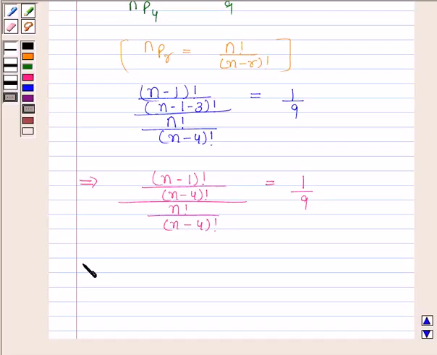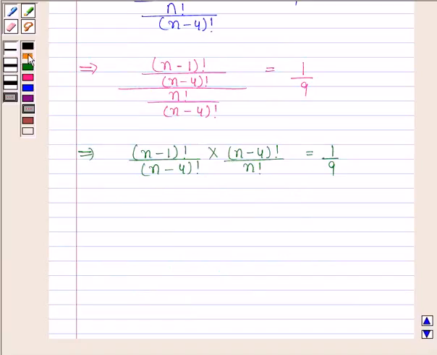And this implies (n minus 1) factorial upon (n minus 4) factorial into (n minus 4) factorial upon n factorial is equal to 1/9. We can cancel (n minus 4) factorial from both numerator and denominator. So we are left with (n minus 1) factorial upon n factorial is equal to 1/9.